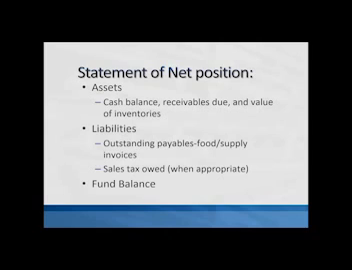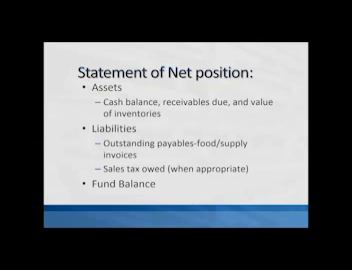A statement of net position would also show you your assets. So the assets in school nutrition is anything of value. For example, the cash balance you have on hand, any receivables that are due to you. For example, if you've already submitted a claim for the month of February, but have not received payment yet on your books, that would be an accounts receivable. As well as the value of all your inventories, and for the most part, this is your food supply.